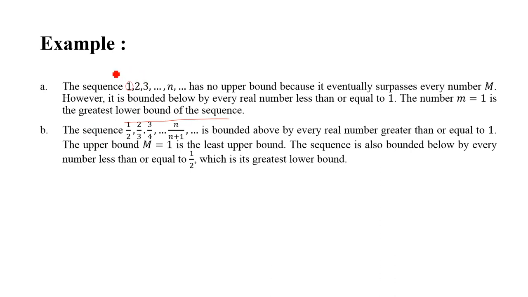Because this is bounded below by 0 as well, bounded below by -1 as well, bounded below by -2 as well, but this is the greatest one for which this condition holds, that is, a_n is greater or equal to m, right? So m here is 1, the largest value of m here is 1. So a_n is greater or equal to 1. So this is the greatest lower bound.